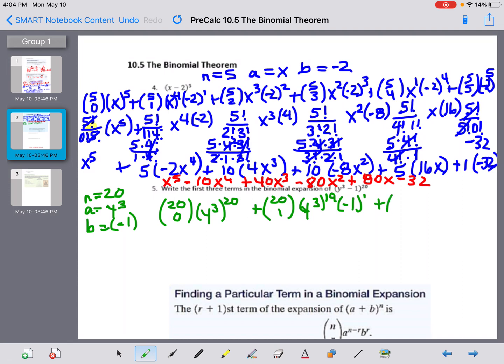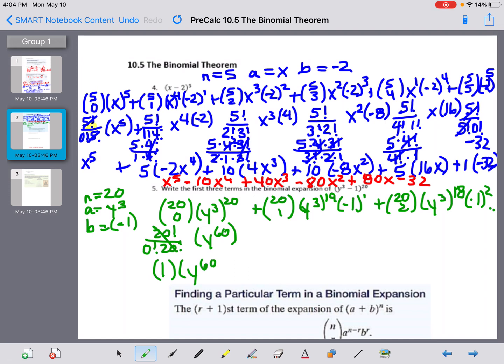For my third term, it would be 20 above 2, and I have y to the 3rd to the 18th power, and negative 1 squared, and then it'll go on from there. Okay, so it's just these first 3 terms I'm working with. So this first one is 20 factorial over 0 factorial with the difference of 20 factorial, which cancel, all times y to the 60th. Power times power, just multiply, okay? So my coefficient is 1 times my y to the 60th.